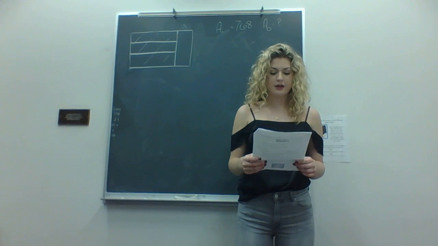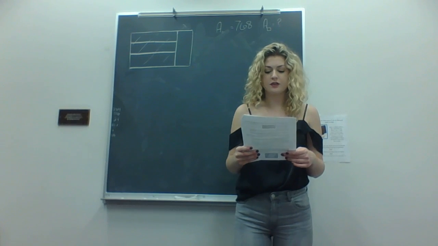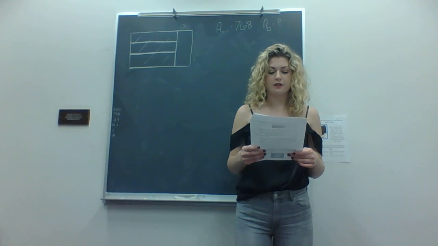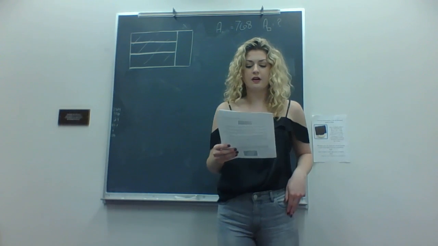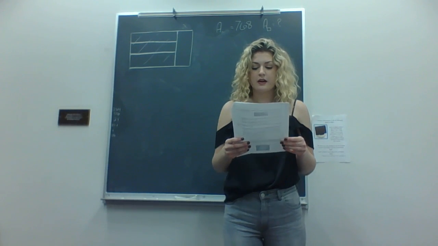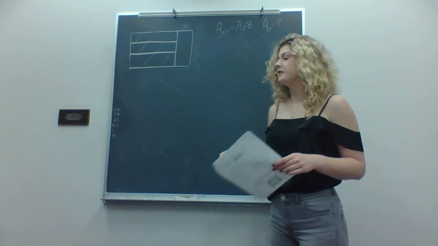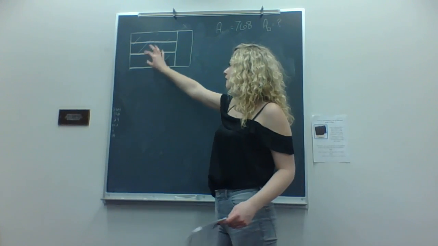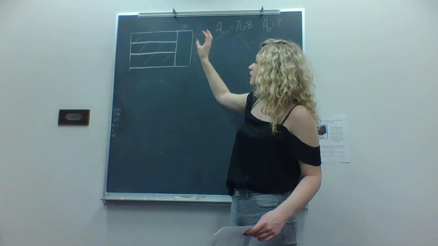Okay, hi everybody. So I have number 16 and it reads, four congruent rectangles are arranged as shown in the figure to form a large rectangle. The area of the large rectangle is 768 square units. What is the area of a square that has the same perimeter as a large rectangle?